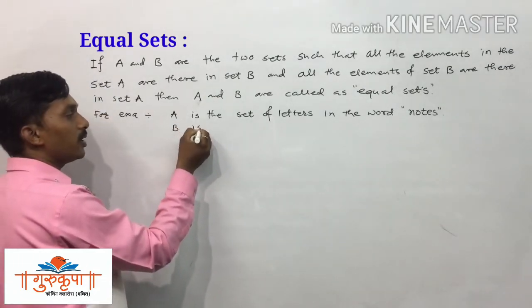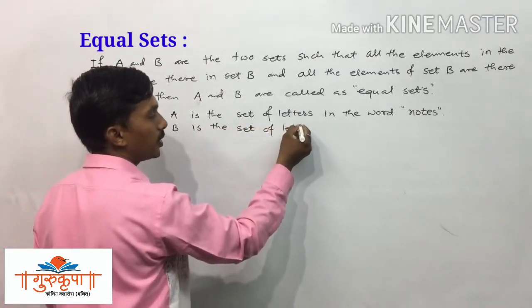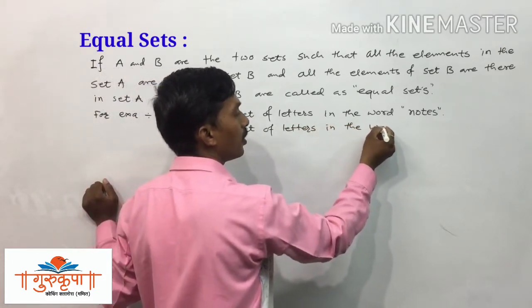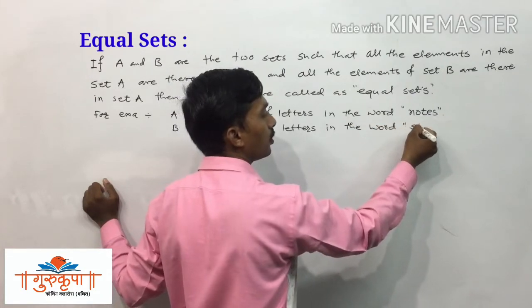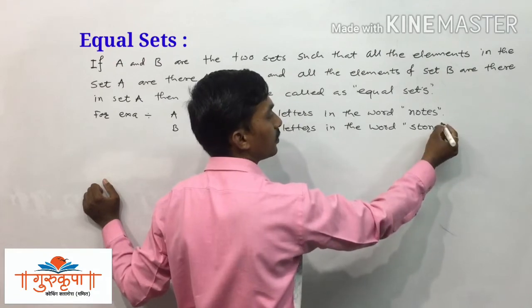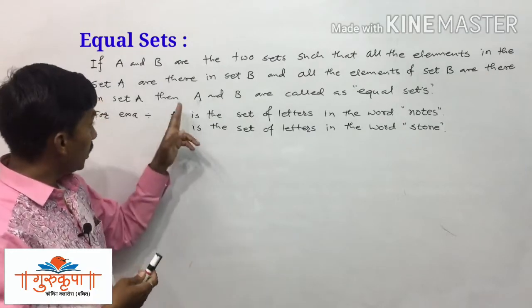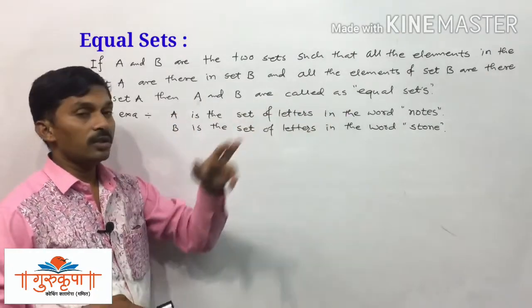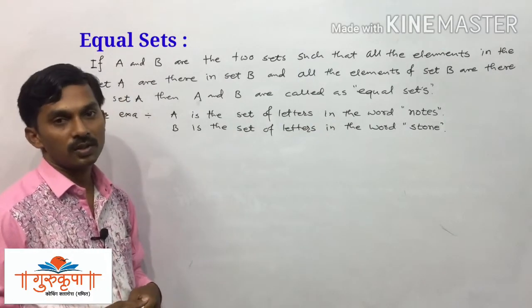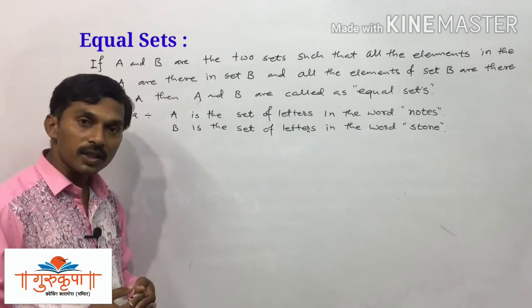and B is the set of letters in the word stone. Now we have to check whether A and B are the equal set or not.